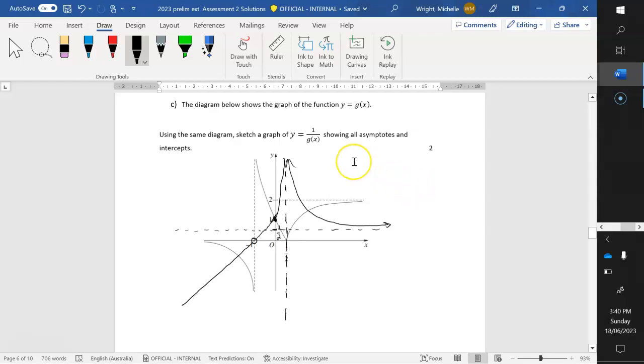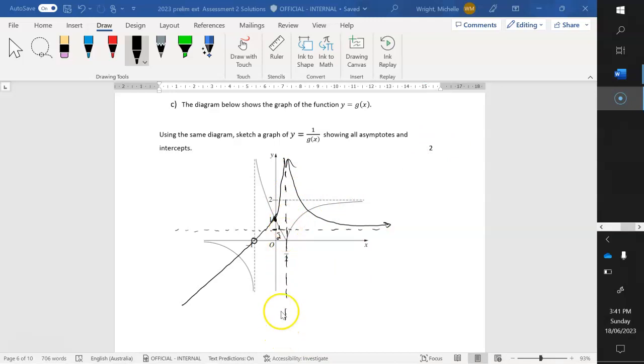So it says, the diagram below shows the graph of the function g of x, and you can see that on there. No, the darker writing is mine. It says, using the same diagram, draw a sketch of the reciprocal 1 over g of x, showing all asymptotes and intercepts. So in order to get this correct, you needed to show all of those asymptotes and intercepts and show them correctly. So what I was looking for, there was more than 2 things. I think there's about 4 things I'm looking for.